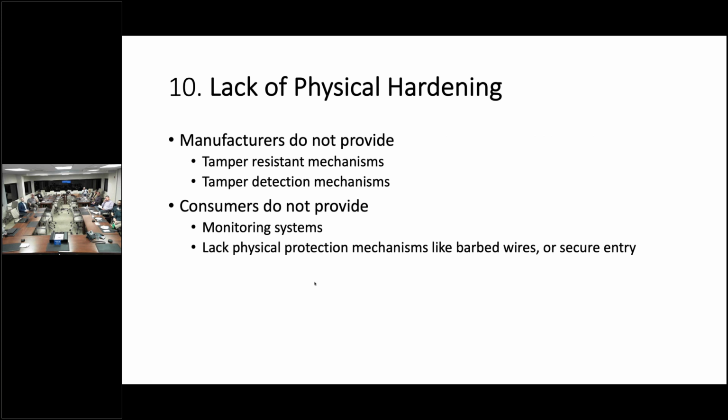So the last one is the lack of physical hardening. Here, manufacturers and consumers tend to not provide physical security measures to their products in general. Manufacturers do not provide tamper-resistant mechanisms such as locks that are usually provided on electric meters, or tamper detection mechanisms such as an alert that could be sent to the consumer or manufacturer in case the device is physically tampered with. Consumers too do not tend to protect their devices from physical harm or monitor the device's ecosystem from plausible insertion of rogue devices. They fail to provide physical protection mechanisms like barbed wire or secure entry to the device premises, or maybe just have a security camera.